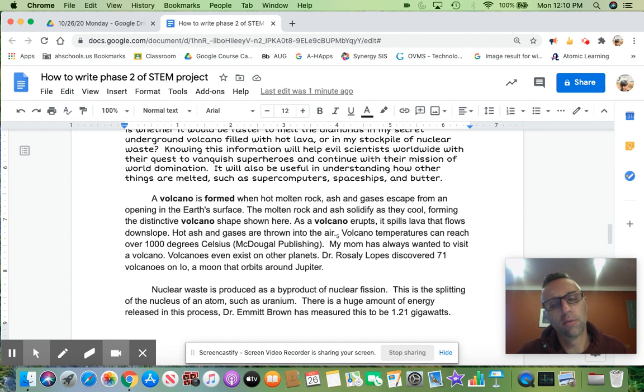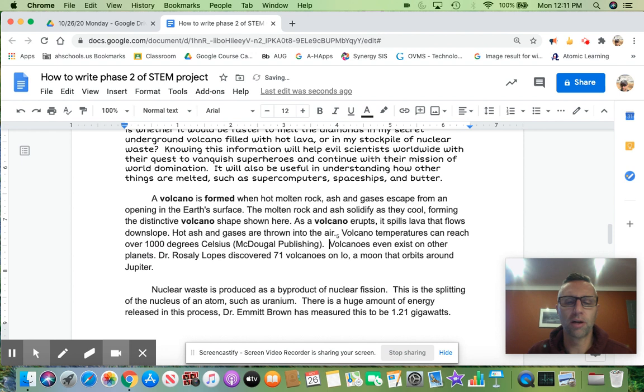Now, let's take a quick peek. Everything in that first paragraph looks okay, except for the third to last sentence. My mom always wanted to visit a volcano. Now, that may be a true statement. My mom has always wanted to go to Hawaii. She would love to see a volcano. But that's kind of an opinion, and it's just a filler, and it doesn't really help my project at all. And so I should really take stuff like that out.